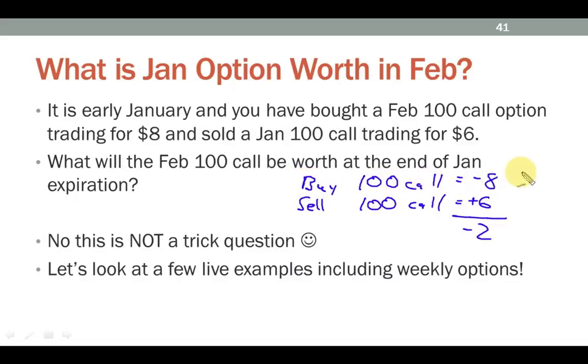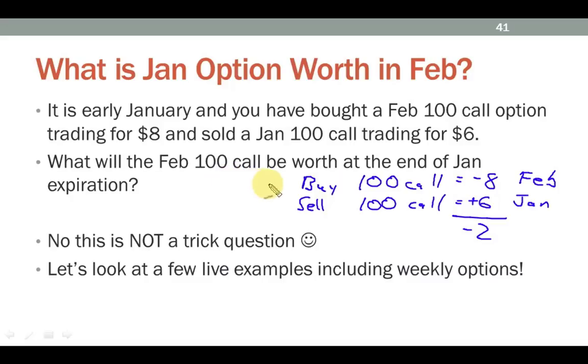Now, the only difference between this 100 call and this 100 call, this one has more what? Time. This one has more time. This happens to be a Feb. This one happens to be a Jan. Now, selling Jan, buying Feb. What's the Feb option worth when Jan is gone? Well, it goes from $8 to $6. Almost everybody's getting the right answer. It goes from $8 to $6.